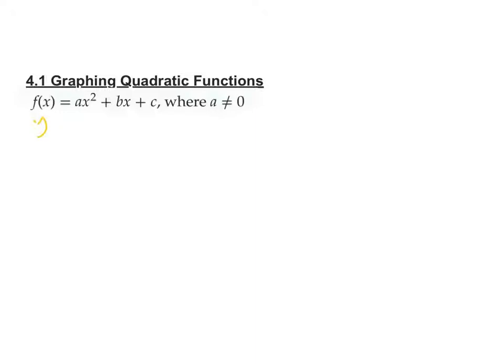A cannot equal 0. The reason is that if a equals 0, the x squared term would not be there, which would mean I'd be left with just a linear function. So if a was 0, it's not a quadratic. It's not going to give me a parabola. Keep in mind, a is always associated with the x squared, b is always associated with x, and c is always the constant, no variable with it. All of those things are going to be important.